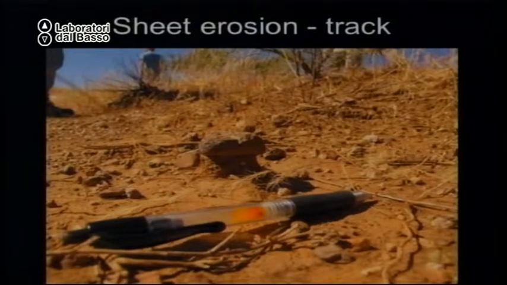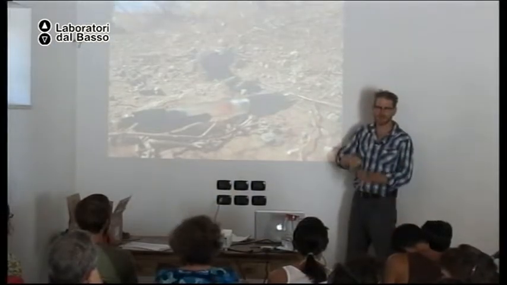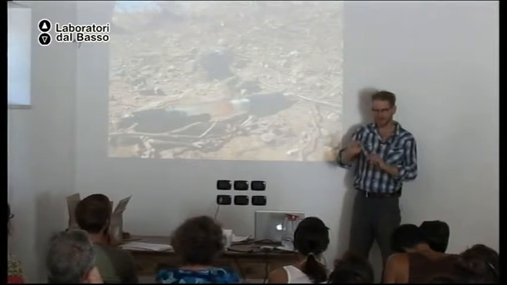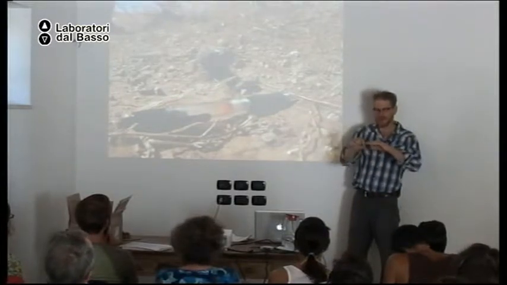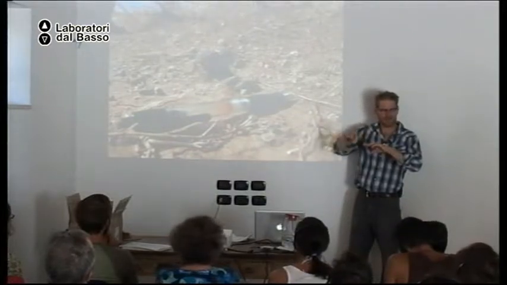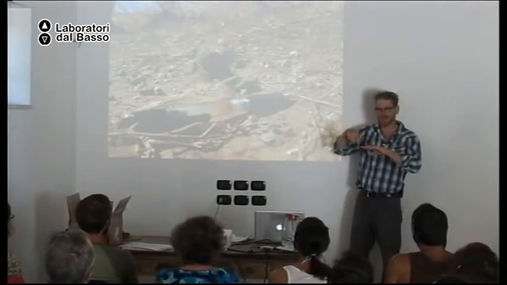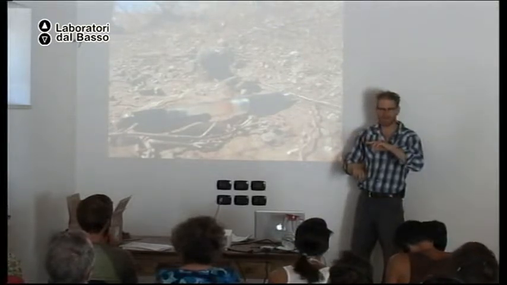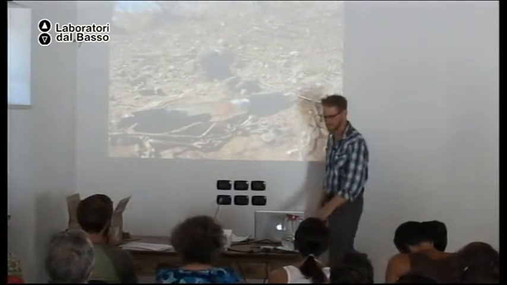One way you can monitor your sheet erosion is to put a big nail in the ground to where the nail is level with the top of the soil, put some flagging on it, and just watch how quickly the soil drops.